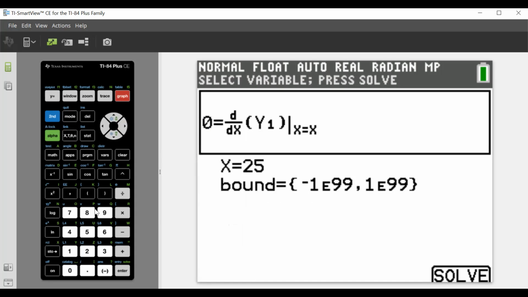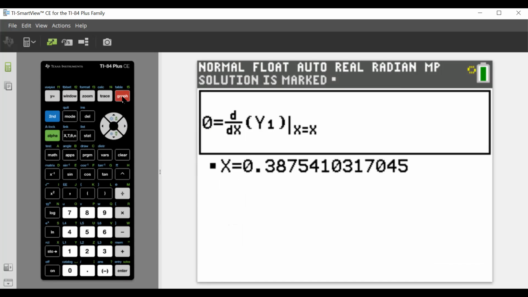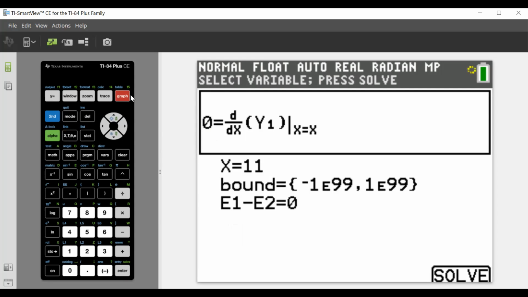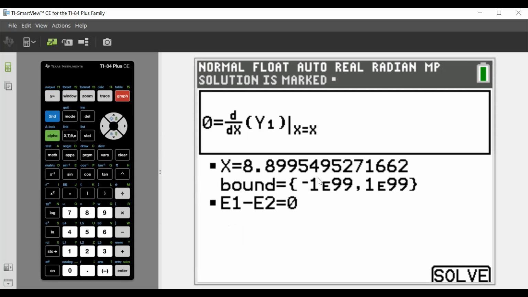If we plug in a 0 and see what it is, we get 0.3875. So that's hopefully the leftmost point. Now, if we plug in the other end, which was 11, that gives us 8.8995. All right, so those are 2 points, and I've written that down. Now let's go to our graph.